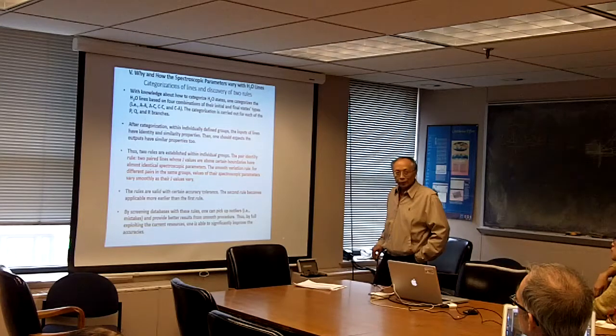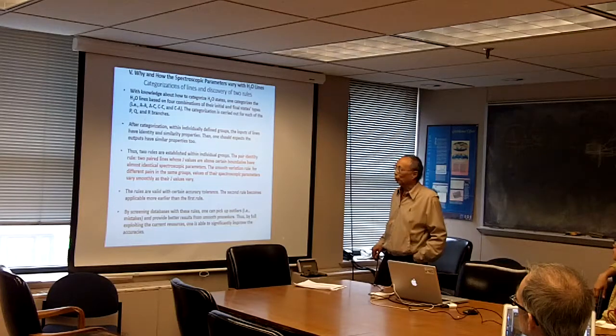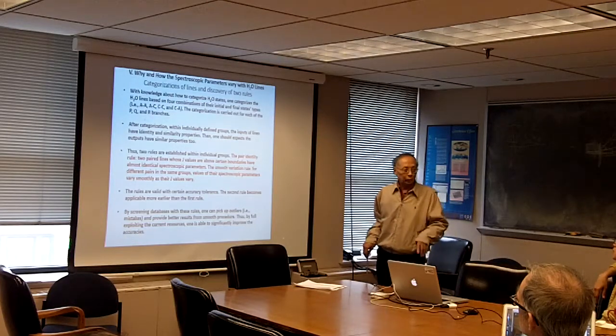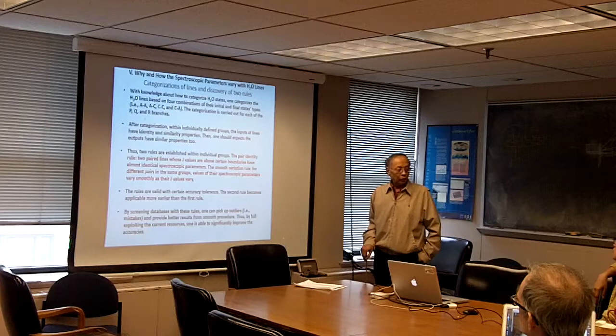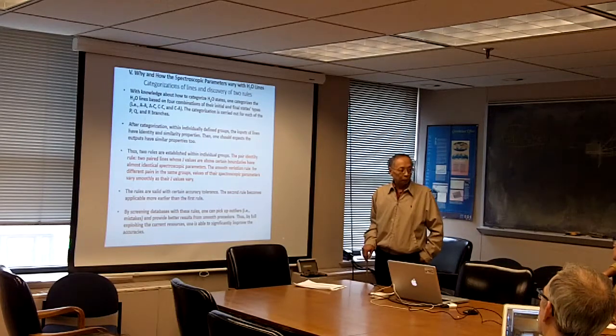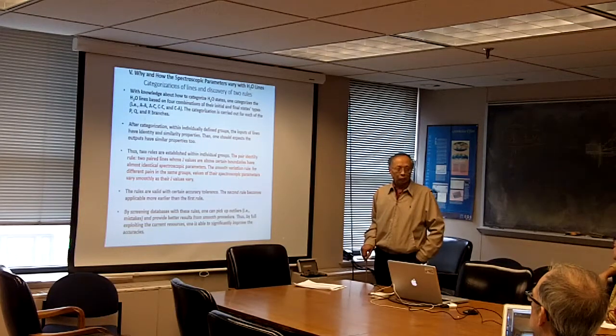Each line's input and output have similarities, identity features. Therefore, one should expect the output has similarity, identity features too. Therefore, two rules are established. One is called the identical rule, pair identical rules. Another is called smooth variation rules.